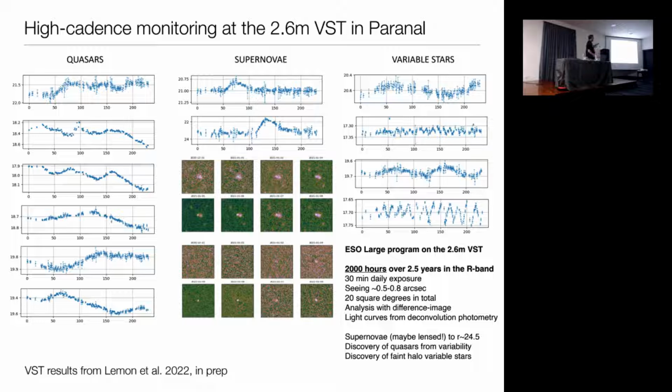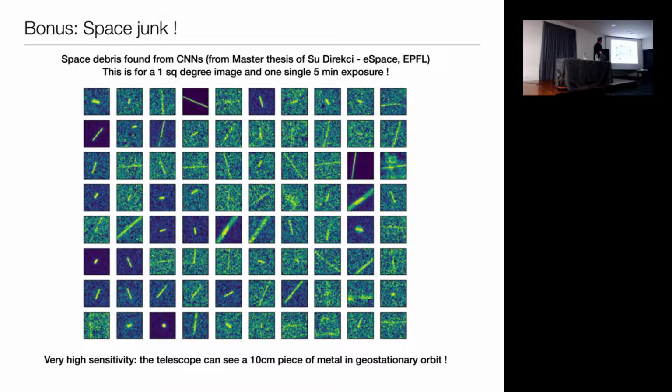That's an illustration of the other things you can do with the same data, because at parallel you have a 1 square degree field of view. You can discover quasars from the variability. You can discover supernovae even on day 0. You discover variable stars. You can discover lensed supernovae. We didn't for now, but we are closely monitoring this. And as a bonus, you even get space junk.